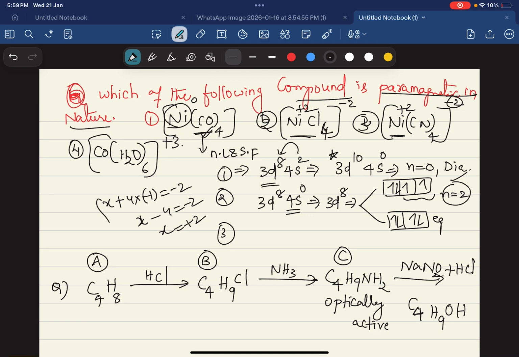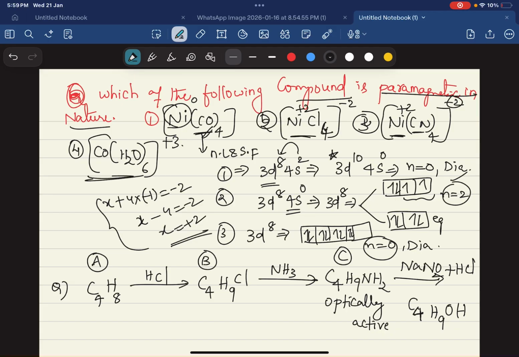You can understand that as the same. So plus 2 oxidation state means 3d8 is the resultant configuration. CN4 is a strong field ligand. So how are the electrons filled? Same, all electrons are paired up like this. So there will be no unpaired electrons, so it is diamagnetic in nature.